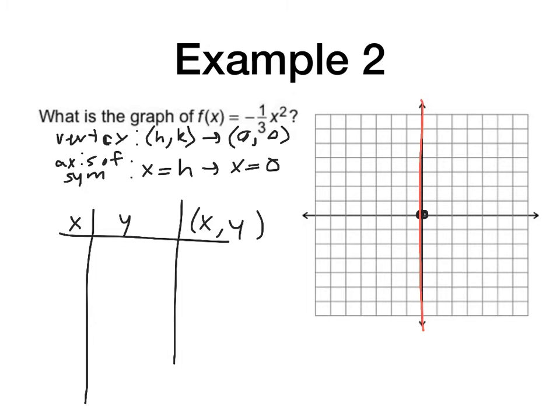Looking at the equation that it gives us, it's negative 1/3 x squared. So automatically, what do we know about this parabola? It's going to go down. It's going to be a frowny face. So it's going to look like that.